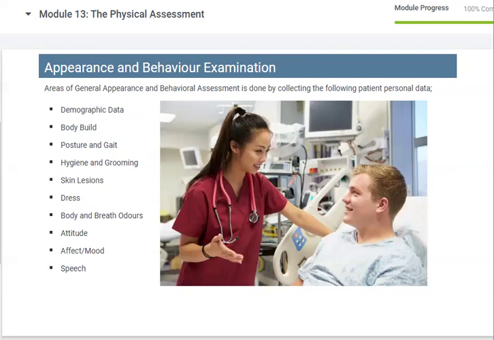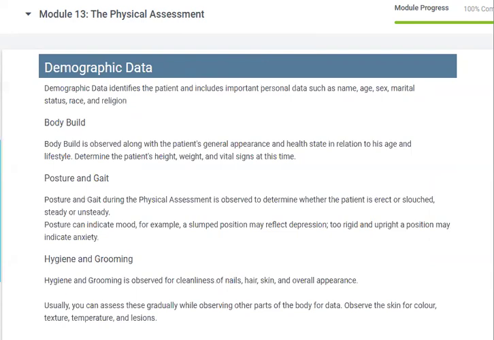Demographic data. Demographic data identifies the patient and includes important personal data such as name, age, sex, marital status, race, and religion. Body build. Body build is observed along with the patient's general appearance and health state in relation to his age and lifestyle. Determine the patient's height, weight, and vital signs at this time.